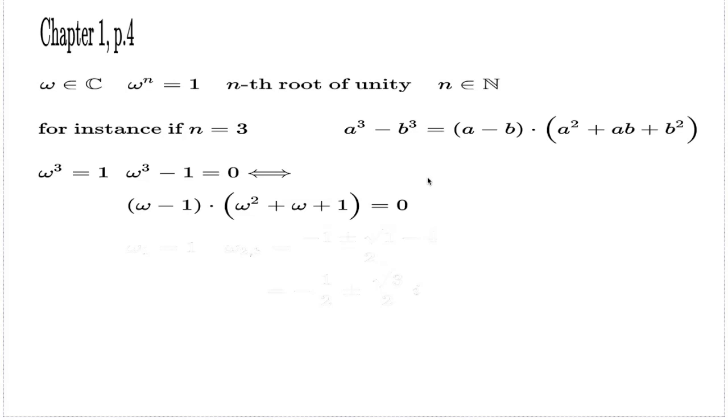Right. Now, when you look at this factorization, you obviously have either first factor 0 or the second factor 0. First factor 0 delivers the root right away. It's the root w1 equal 1.